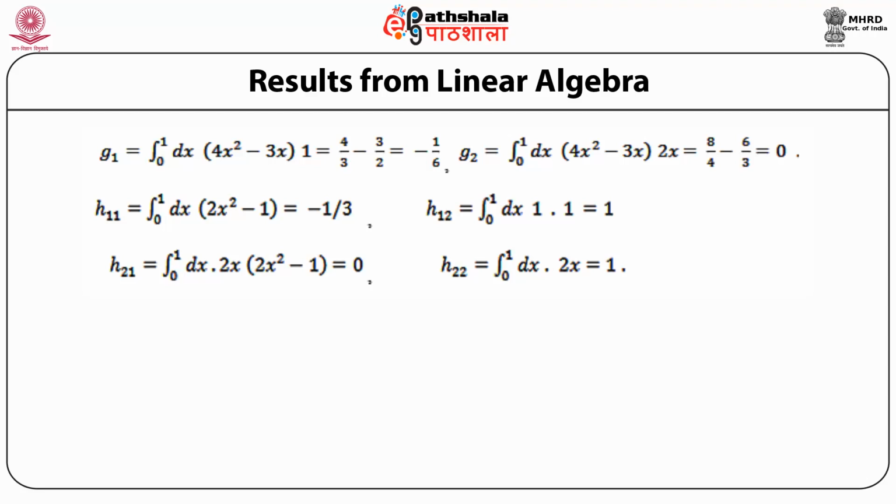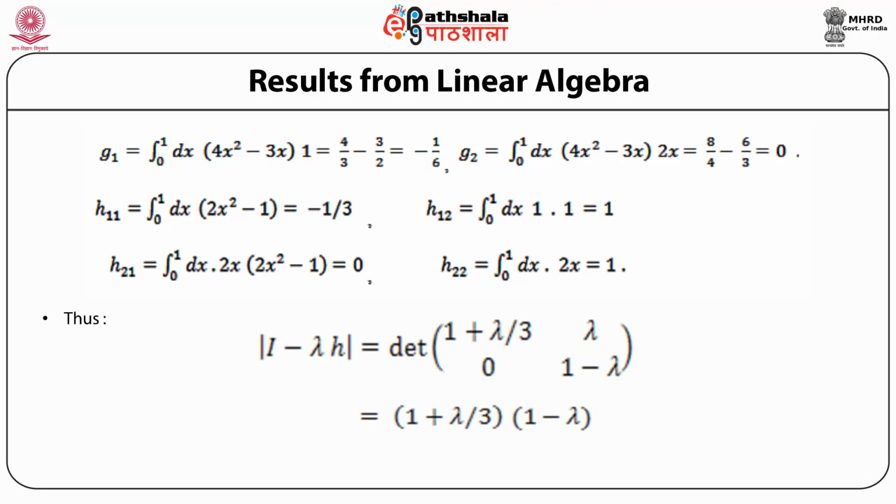With g1, g2 known, and h11, h12, h21, and h22 known, we have the matrix H, a 2 by 2 matrix, and the column vector has entries minus 1 by 6 and 0. So, the determinant of I minus lambda H is equal to the determinant of (1 plus lambda by 3, lambda; 0, 1 minus lambda), which is equal to 1 plus lambda by 3 into 1 minus lambda. Hence, the condition gives two eigenvalues, because for the homogeneous solution to exist, the determinant should be equal to 0. So, the determinant is equal to 0 for lambda equal to 1 and lambda equal to minus 3. Therefore, there are two eigenvalues, lambda equal to 1 and lambda equal to minus 3.